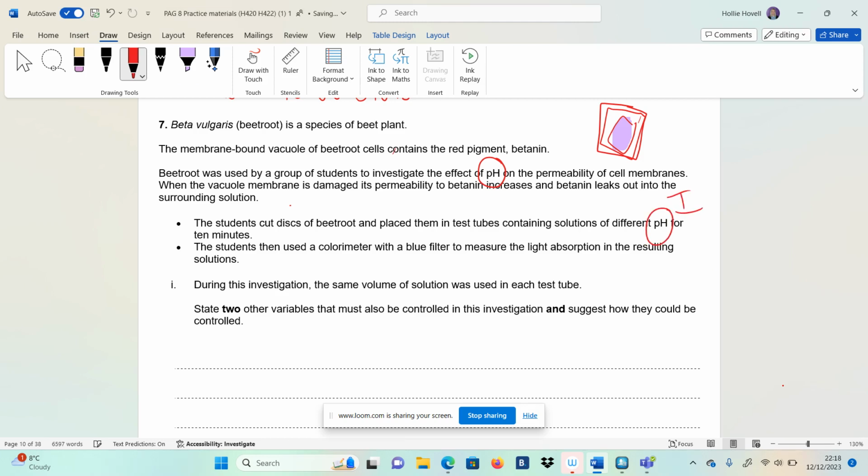They used a colorimeter with a blue filter to measure the absorbance. That's their dependent variable in the resulting solutions. During the investigation, the same volume of solution was used in each tube, so that must be a control variable. So, two other variables that must be controlled in this investigation, and how they could be controlled.